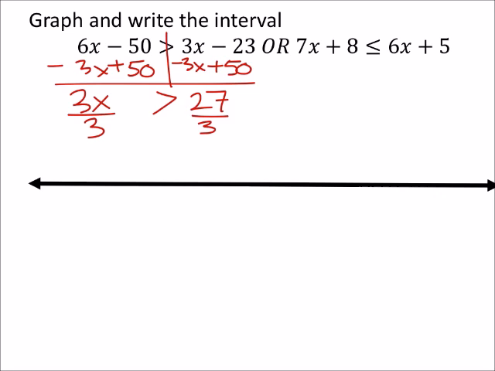So now that I have this, this is really just a one-step equation where I'm going to divide both sides by 3. Again, this is dividing both sides by a positive 3, so it doesn't do anything to the inequality. It's still pointing towards the left.